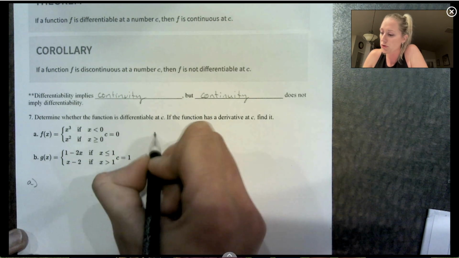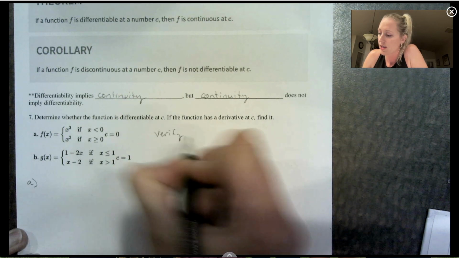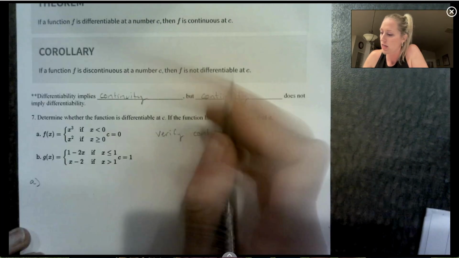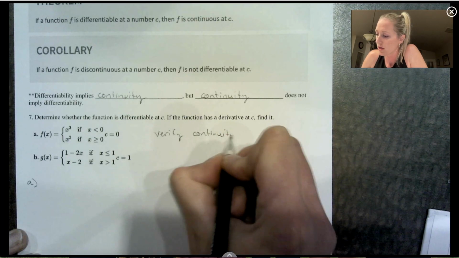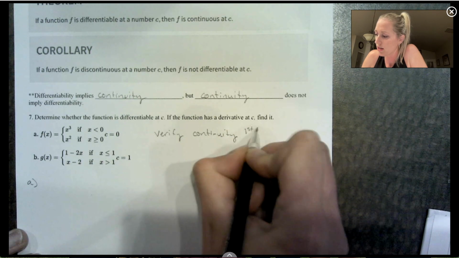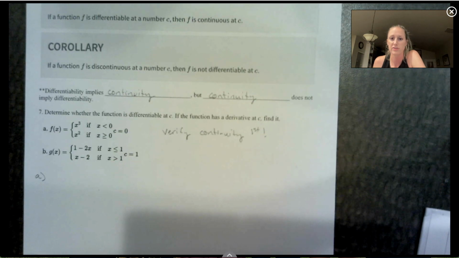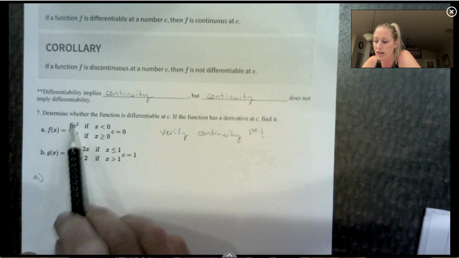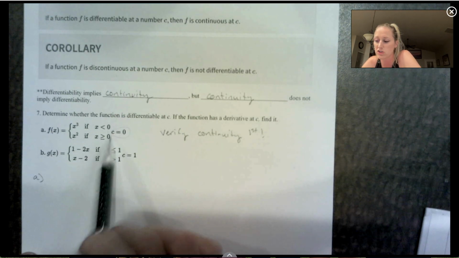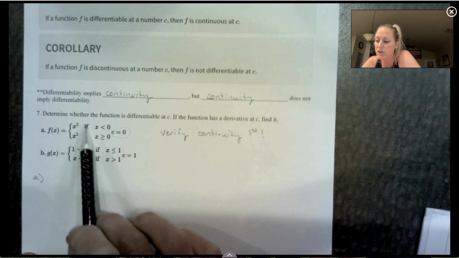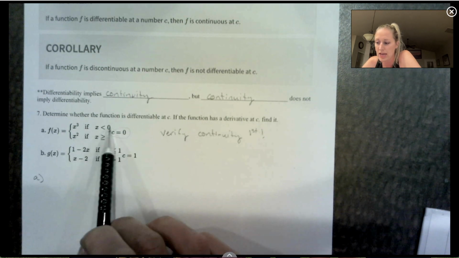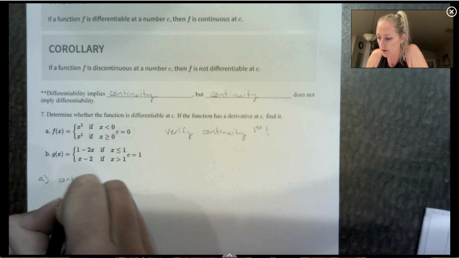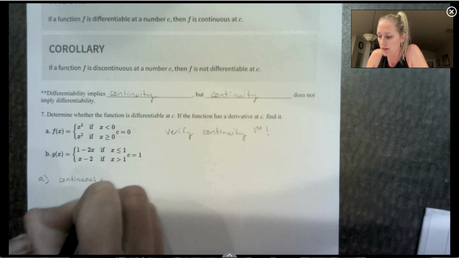So the first thing we should do is verify continuity, because if it's not continuous, then it's not differentiable. Okay, so we're first going to look at whether it's continuous. If I look at the left and right limits, and c is 0 for A, if I plug in 0 for both of those, I get 0, and f of 0 is also 0. So this is continuous. We want to verify continuity first.